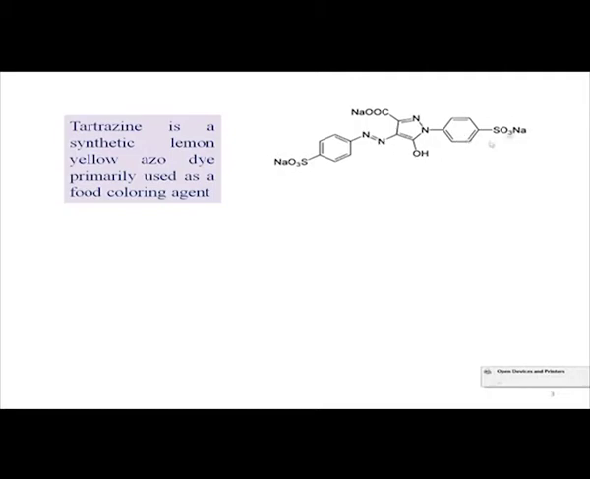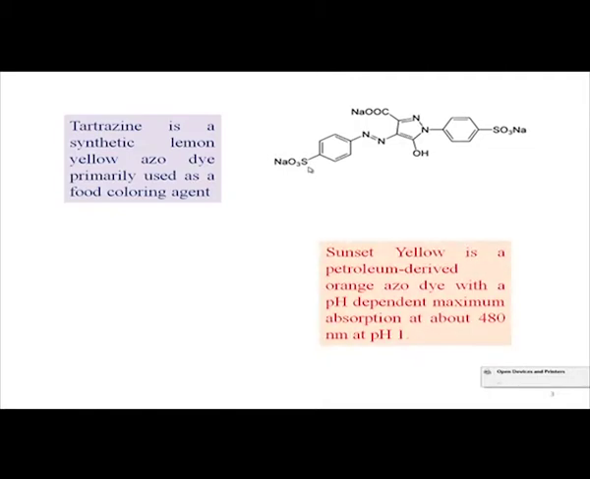So, you see you have C=C double bond, C=N double bond, but everything is getting modulated by this particular azo function. So, these are azo dyes. Azo dyes and all these things are very useful, starting from the textile industry to the food industry.